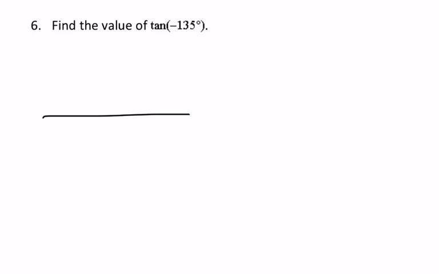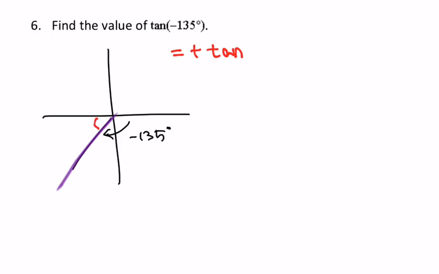Number 6, tangent of negative 135. So negative 135 would have been this much of the angle. And tangent in that quadrant, the third quadrant, is positive. So our answer will be tangent, and we have to find the reference angle. That reference angle, as you can see, is in fact equal to 45. So therefore, tangent of 45. What is tangent of 45? That's equal to 1. So 1 is our final answer.